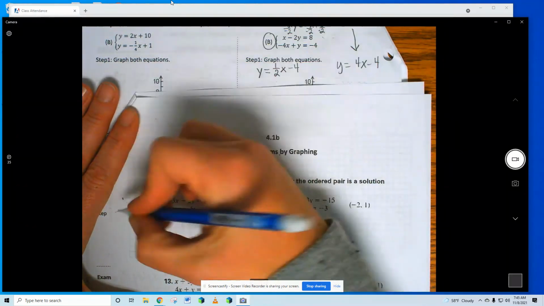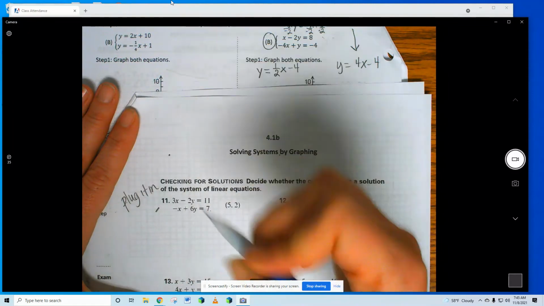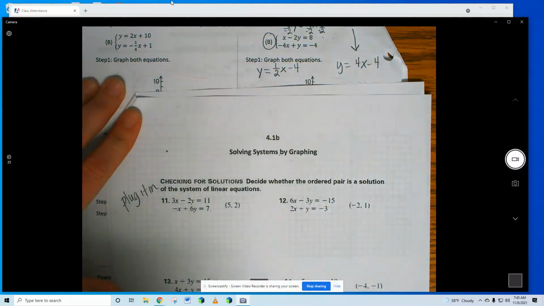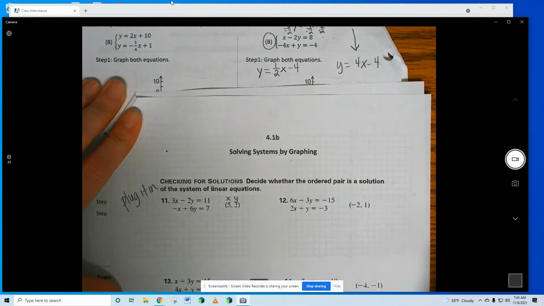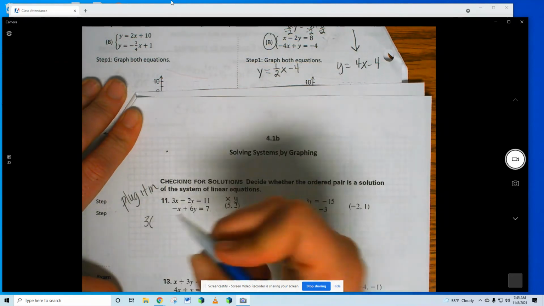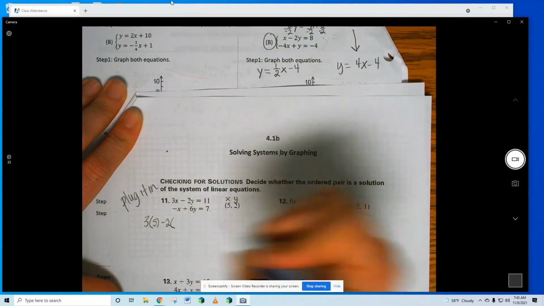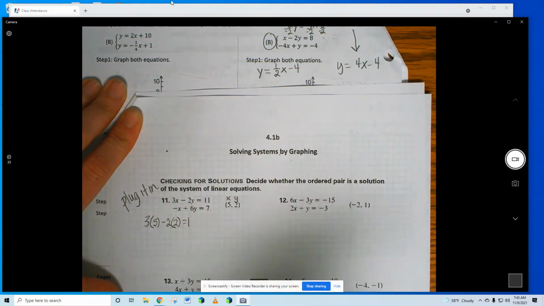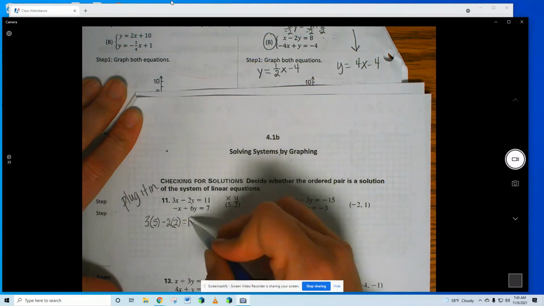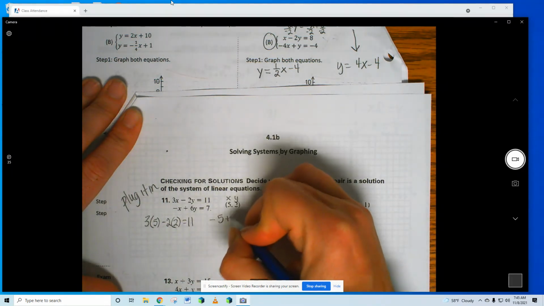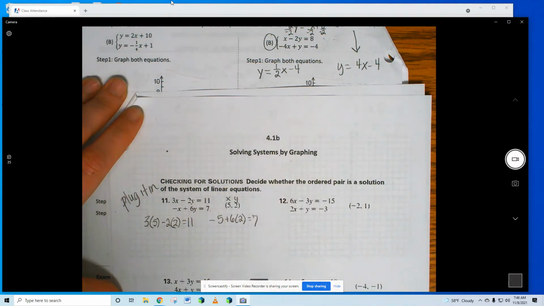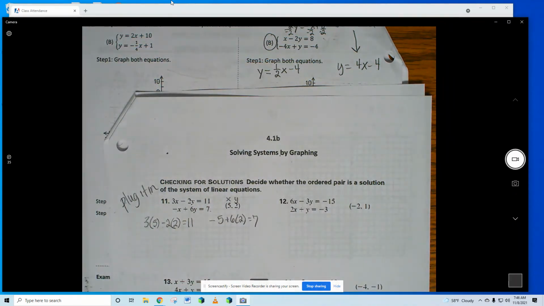Oh, we're not done with notes. I'm just showing you this. I have to plug in 5 for x and 2 for y in both equations. 3 times 5 minus 2 times 2 equals 11. 3x minus 2y equals 11, and negative x plus 6y equals 7. So I'm plugging in my x and y to make sure: is it a solution? Yes or no?